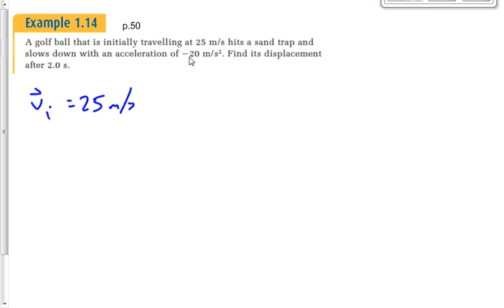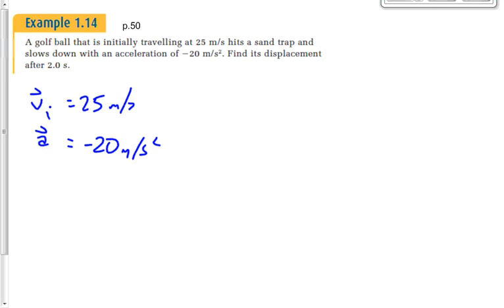Hits a sand trap and slows down with an acceleration of negative 20. Something is negative 20 meters per second squared. Tell me what that is. Is that VF? Is that A? Is that T? What is that 20 meters per second squared? Dustin, what is it? Good. A is negative 20. Don't forget the negative. Don't drop the negative.